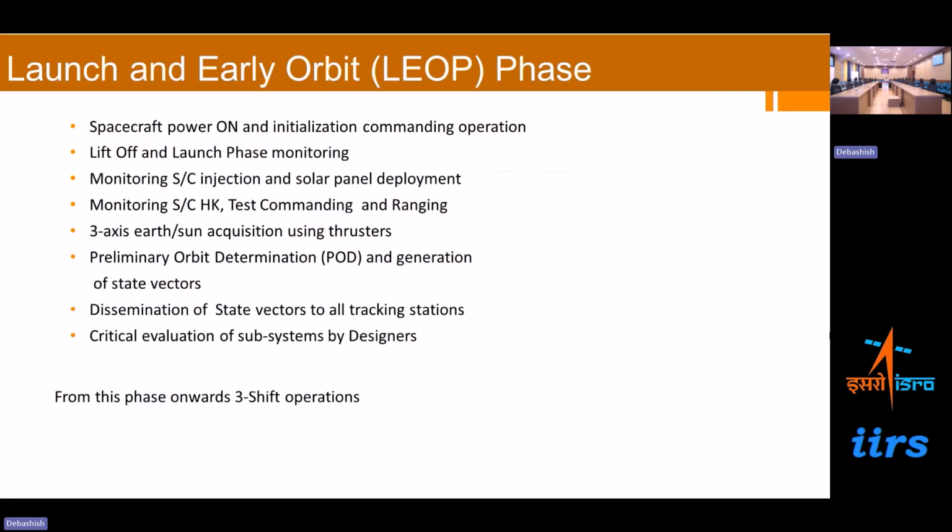Some of the activities are parallel activities: the POD generation, the preliminary orbit determination, and the state vector. Just after launch, POD is very important, because with very limited tracking data and the INS data, we have to generate the orbit and give it to all the ground stations, so that they can further track the satellite and we can have the housekeeping data, telemetry, telecom, and further. Then the dissemination of the state vector to the tracking stations, and along with that, the subsystem designers will be evaluating their subsystems.